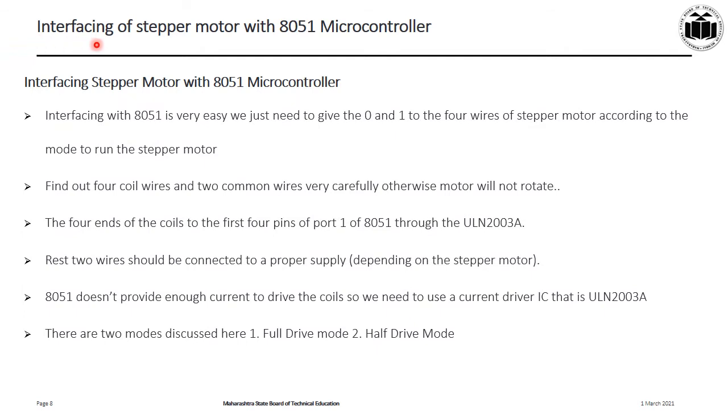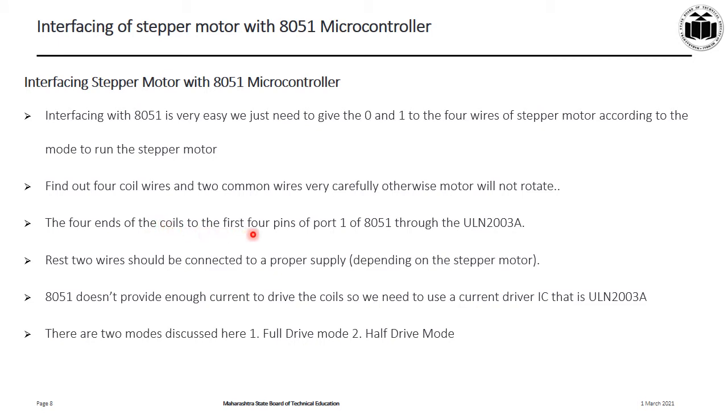Next we have interfacing of stepper motor with 8051 microcontroller. Now it is very easy. We need to give 0 and 1 to 4 wires of stepper motor according to the mode of run that is used. But before we do that, we need to find out 4 coil wires and 2 common wires very carefully, otherwise motor won't rotate.